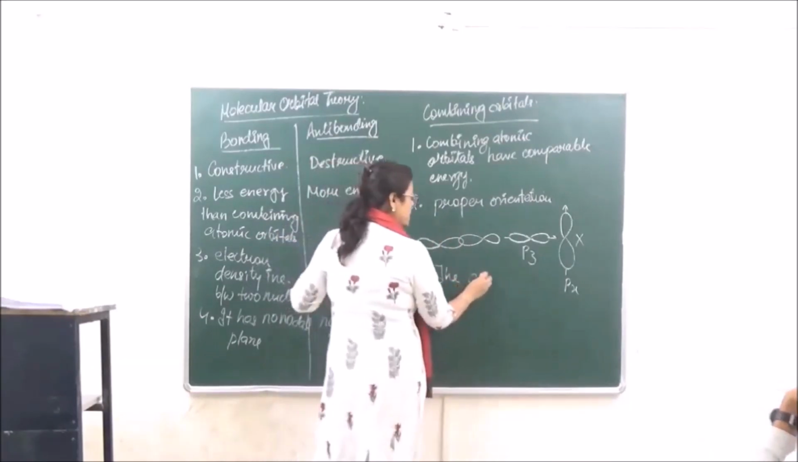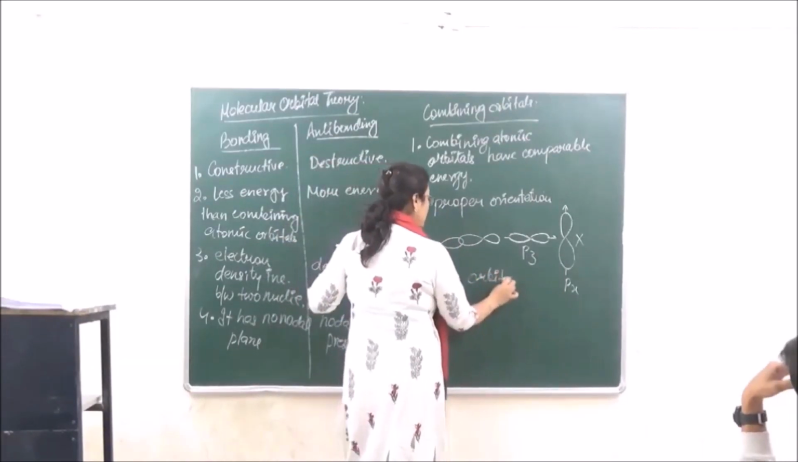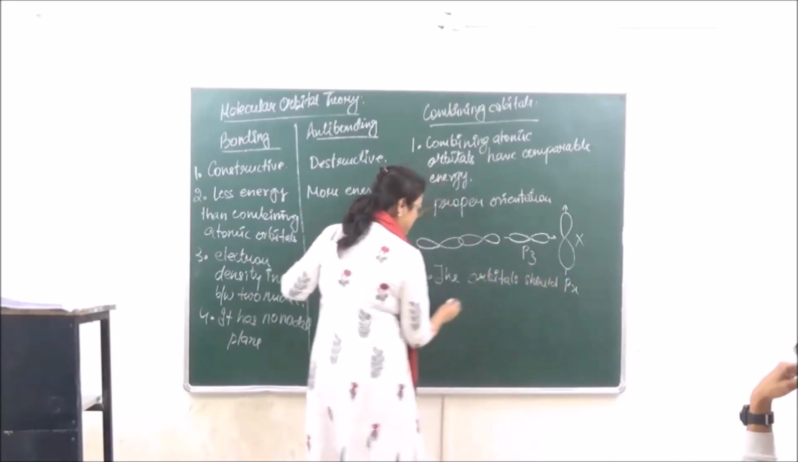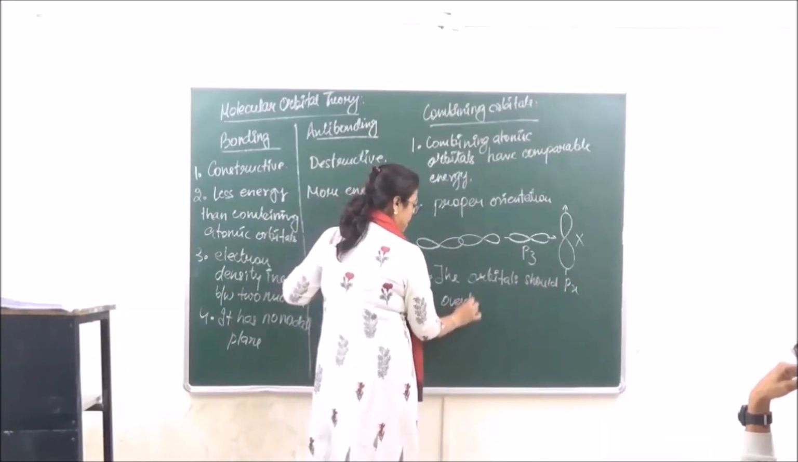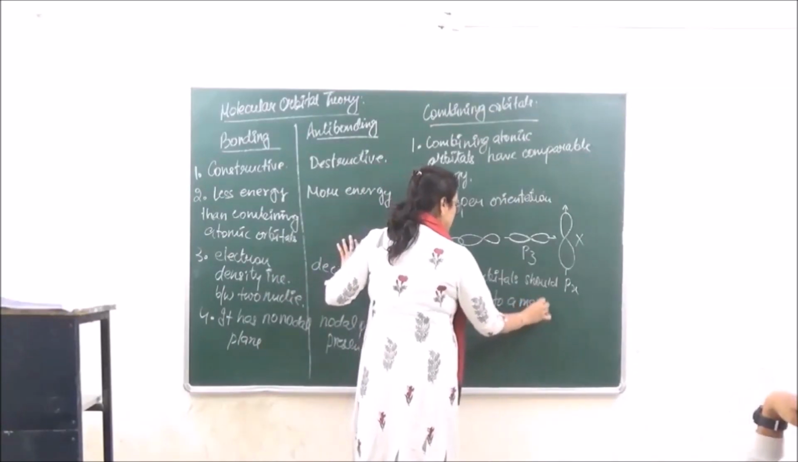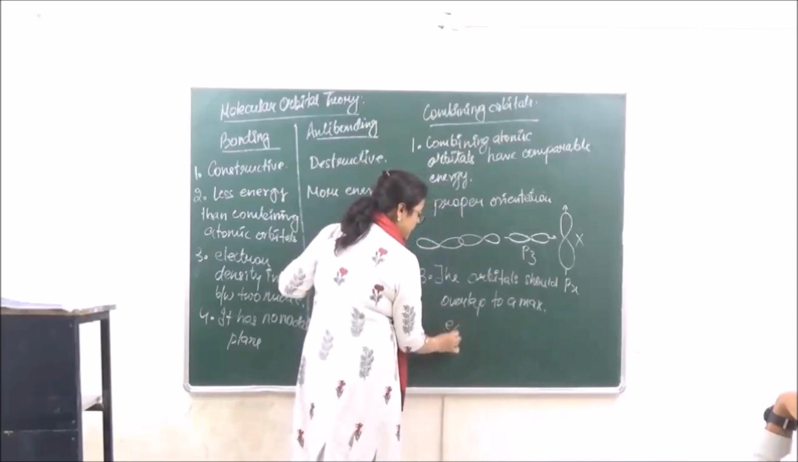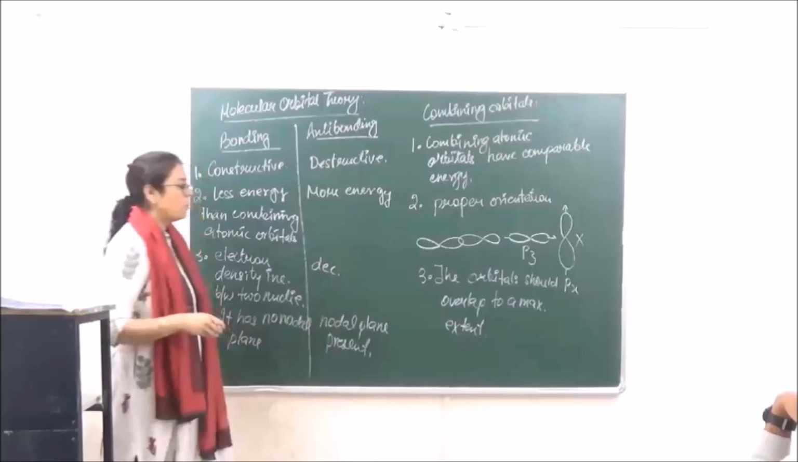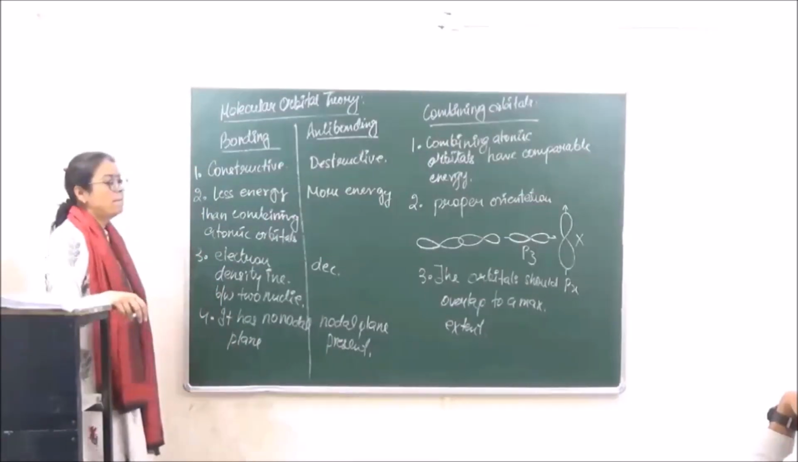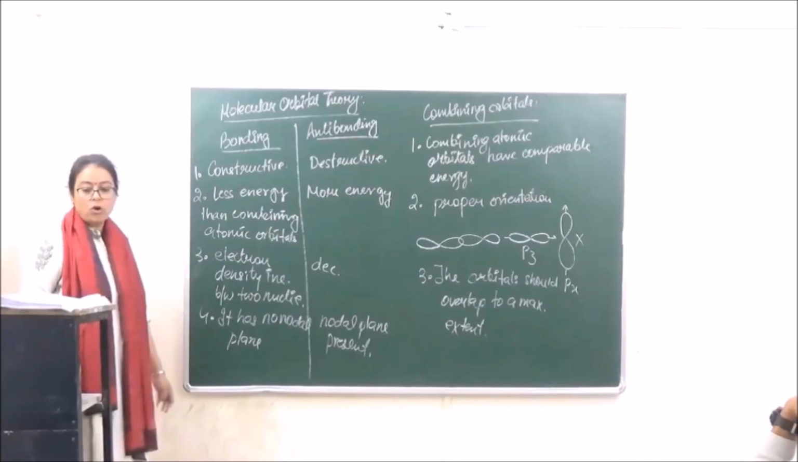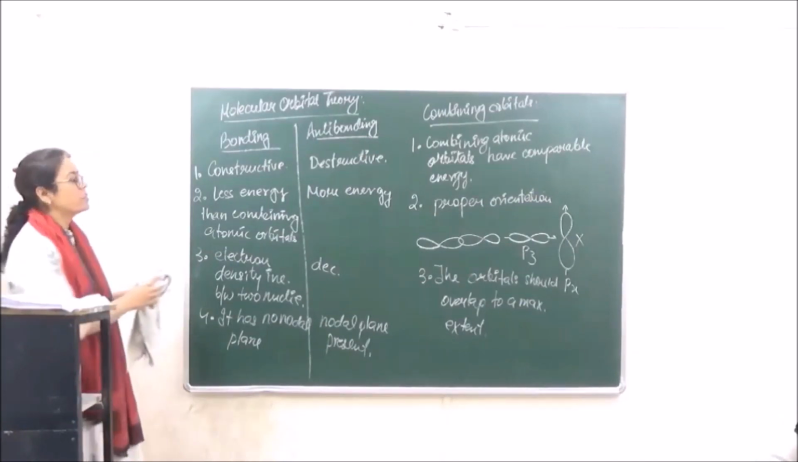the orbitals should overlap to a maximum extent. Right? The orbitals should overlap to a maximum extent. So these are the 3 features. Then let's go on to the types of molecular orbitals which are formed.